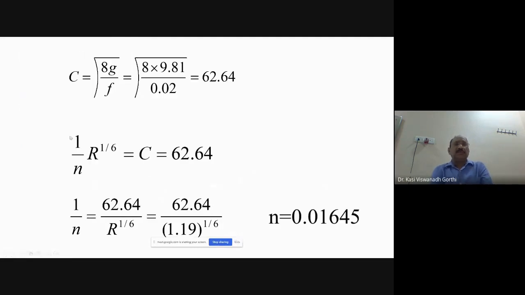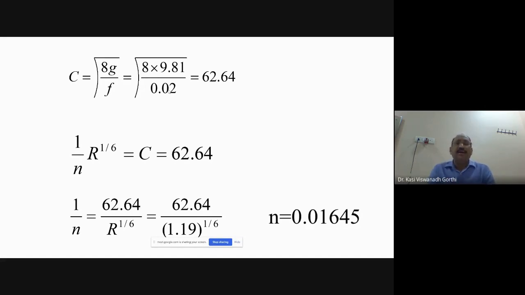So C will be equal to square root of 8G by F, 8 into 9.81 divided by 0.02, which is given already. So substituting that, you are getting the Chezy's coefficient to be about 62. Please note, it is coming to about 62. Whereas the Darcy-Weisbach friction factor usual range is 0.02. And what is the Manning's coefficient range that we have seen? 0.015, 0.018, 0.02, like that. We have seen in the problem. So this range also is very, very important.